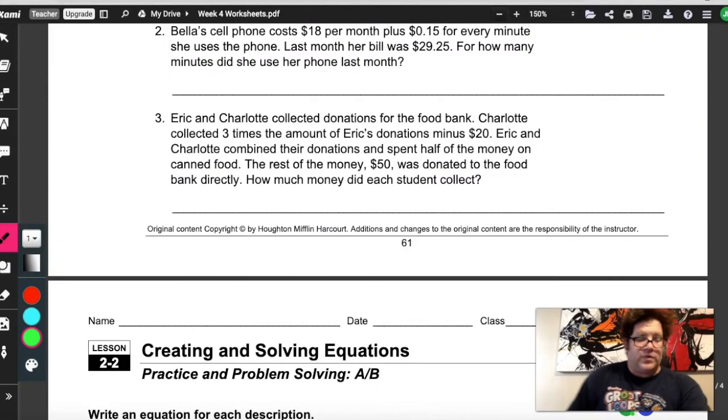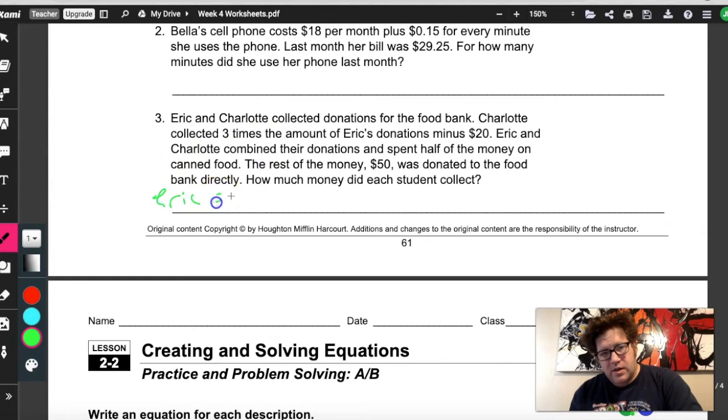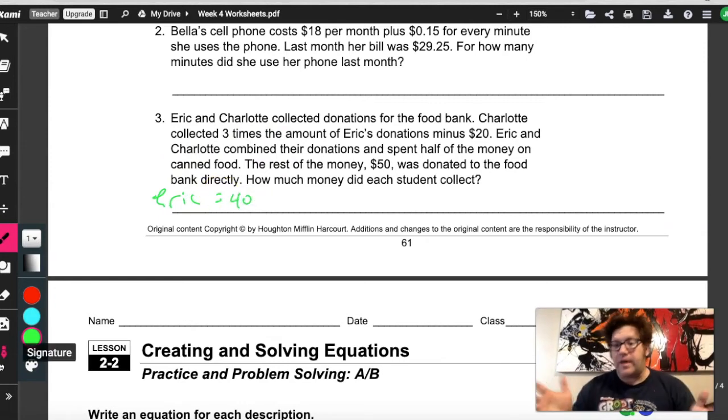Okay, so we figured out how much money Eric has. Eric has $20. Oh, sorry, Eric has $40. And so I want to go back to the problem and see what they're asking me. All right, so they are saying, how much money did each student collect? Cool, we got one of them. So I'm going to write that on here. We're going to say Eric equals $40. Done. Half the problem solved. Okay, then we need to go back and look at the other person. The other person was Charlotte.